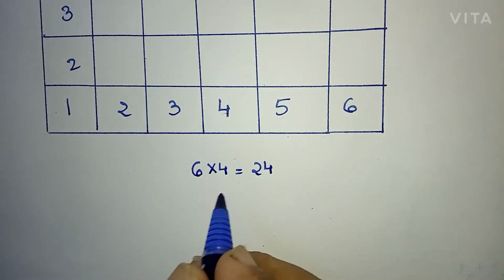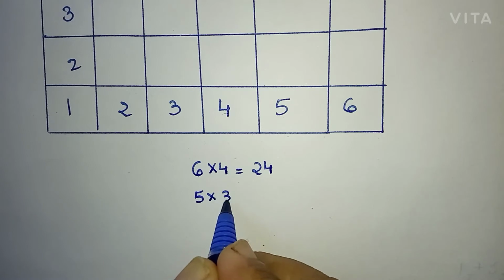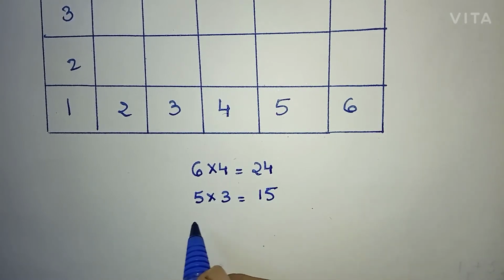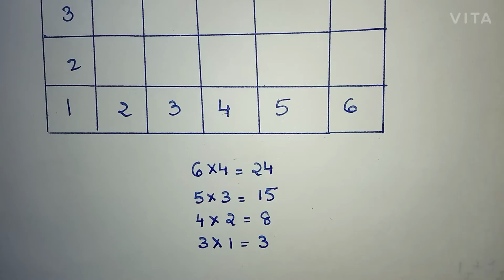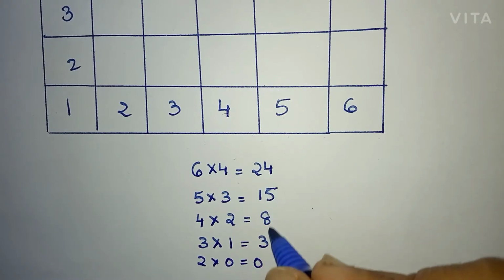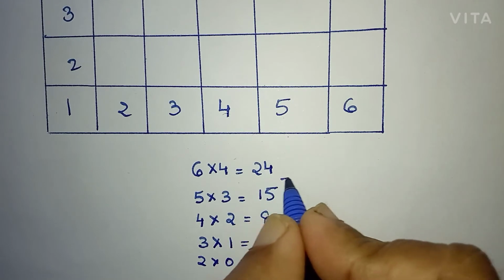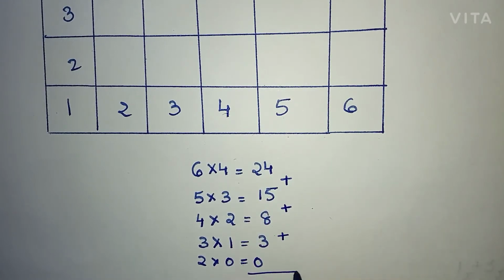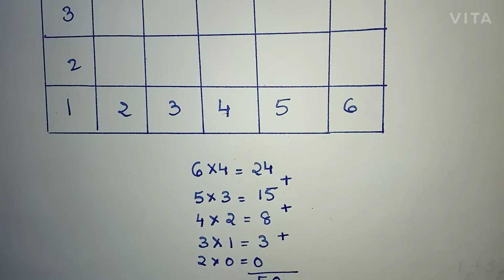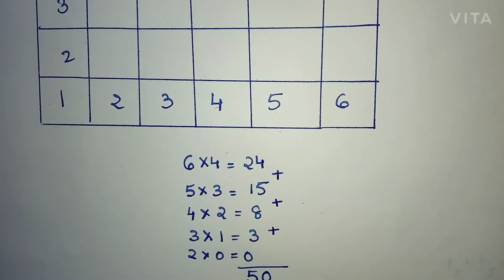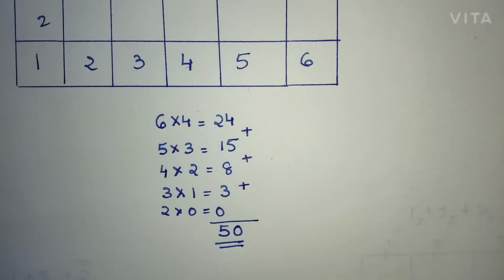Now decrease by 1. 5 cross 3, that is 15. 4 cross 2, that is 8. 3 cross 1, that is 3. Now continue until the answer is 0. Next what will it be? 2 multiplied by 0, that is 0. So till that you have to continue. After that add all this. That is 50. So the number of squares in this is 50.